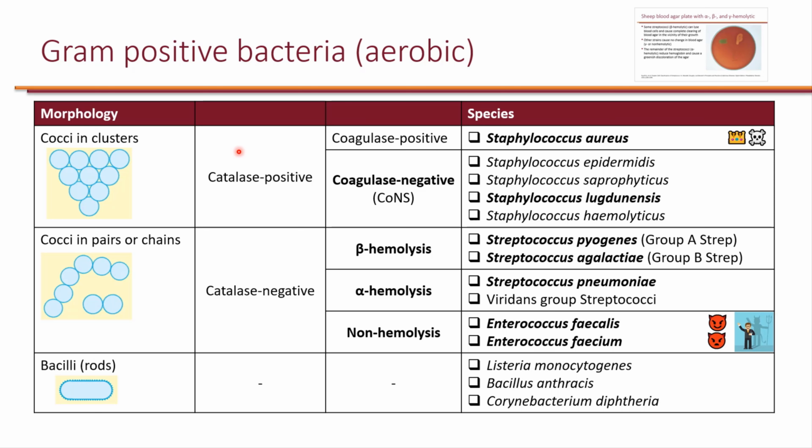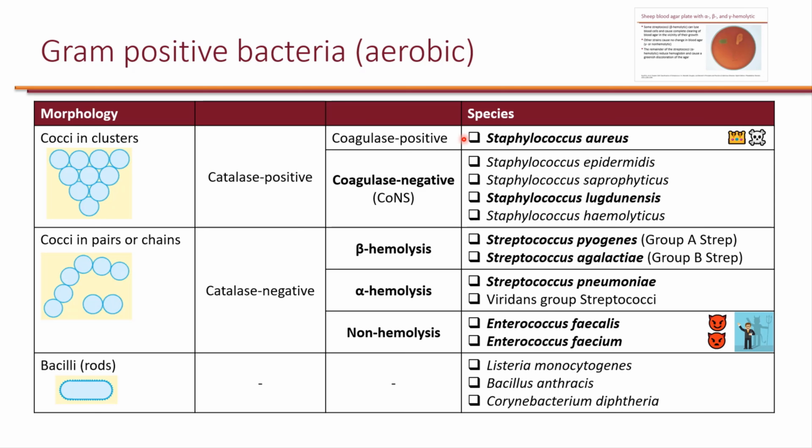And then for Gram-positives that look like cocci in clusters, typically there's a test they do, and these are catalase positive. And then on top of that, in the microlab, they can do a coagulase test. And if you have coagulase positive, then you have a very important, clinically important organism, Staphylococcus aureus.